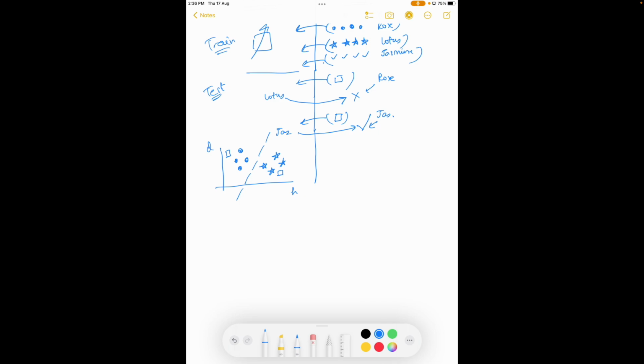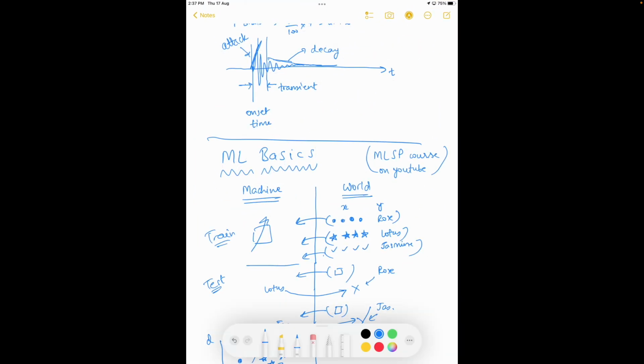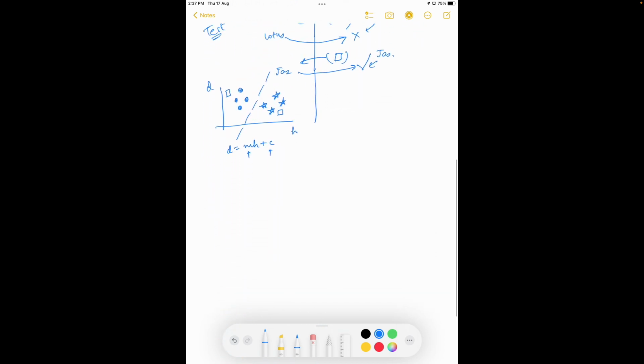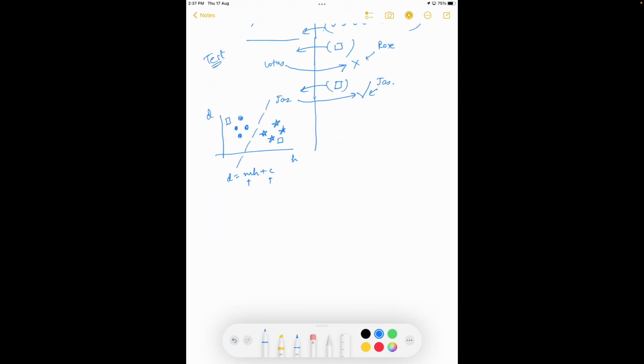What is the equation of a line? So d equal to mh plus c. Here m and c are placed in such a way that it separates the two classes, right? Now the question is, let's say you know the value of m and c also. Now I give you the unknown point, this unknown point.